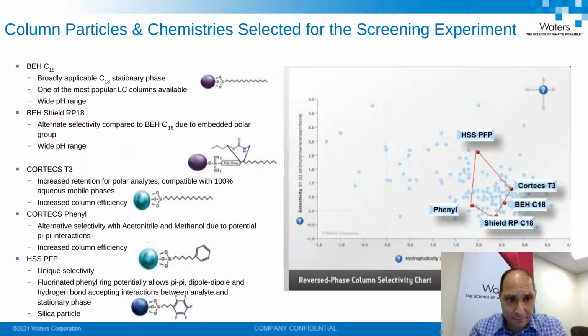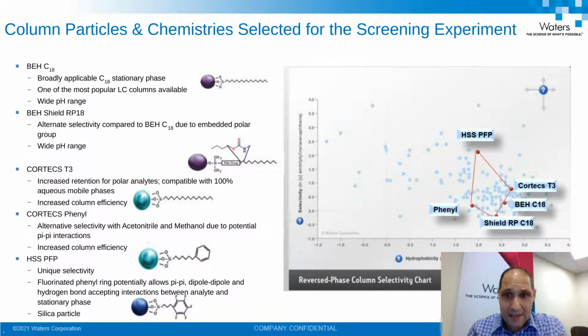The third column was a Cortecs T3 column, which is a superficially porous column that gives increased retention for polar analytes. The fourth column was another superficially porous column, the Cortecs phenyl, which offers unique selectivity with phenyl groups and pi interactions. The last column was the PFP column, which has completely different selectivity, and it was interesting to try this column too, as we said earlier, to have the widest range of selectivities.